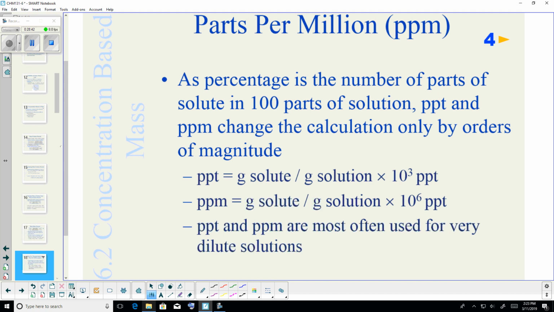So again, they're usually used for very dilute solutions, like when you get your water report from the city, you know, so many parts per million lead.